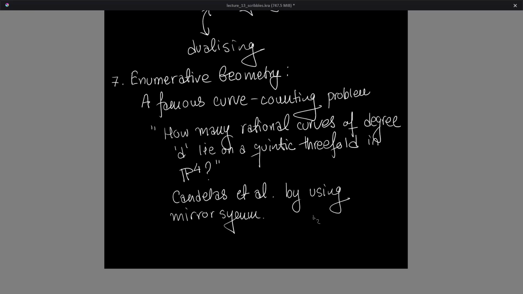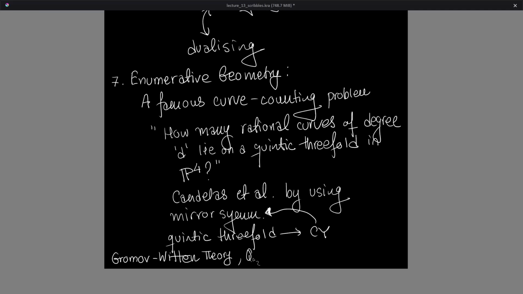Because a quintic threefold is actually a Calabi-Yau manifold, they were able to use the mirror symmetry of the Calabi-Yau to solve this problem. And this led to the development of a bunch of theories that have to do with counting geometrical objects: Gromov-Witten theory, something called quantum cohomology, and BPS state counting.